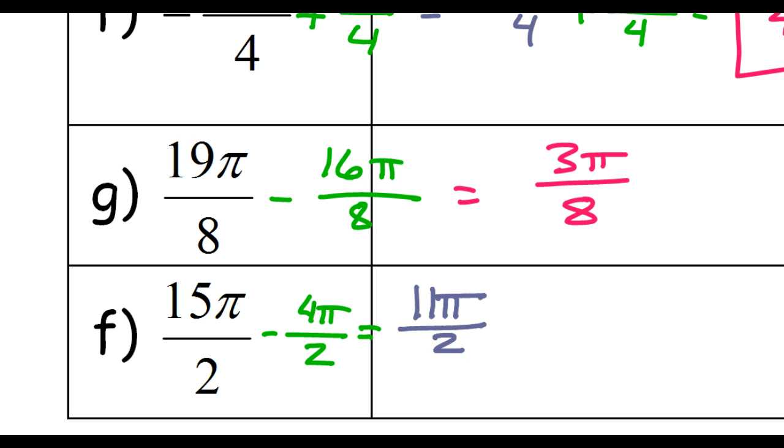Alright, that looks weird. Let me separate that a little bit. 11 pi over 2. Now, 11 divided by 2 is still bigger than 2 pi, right? Because 11 divided by 2 is 5.5. So it's still too big. So I need to subtract 4 pi again. Okay. Now 11 minus 4 is going to be 7 pi over 2.